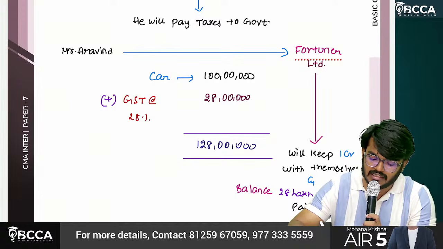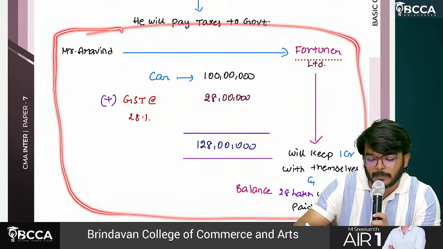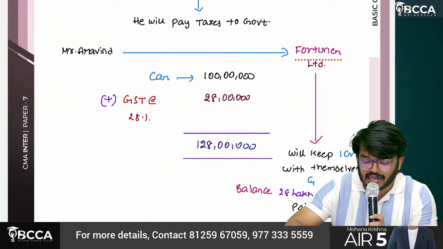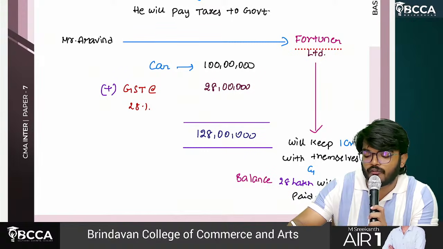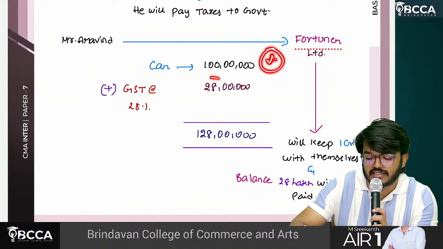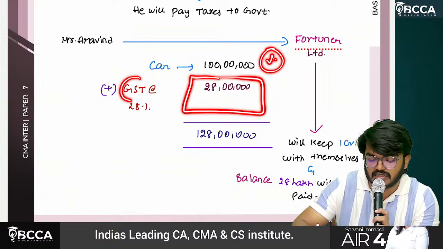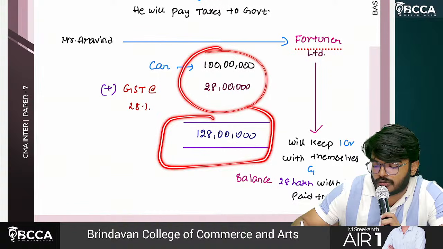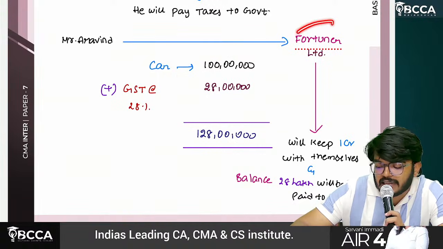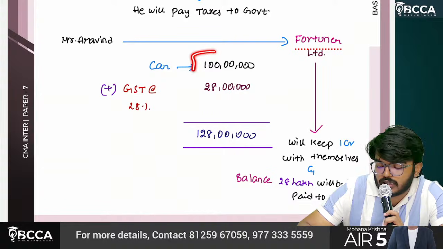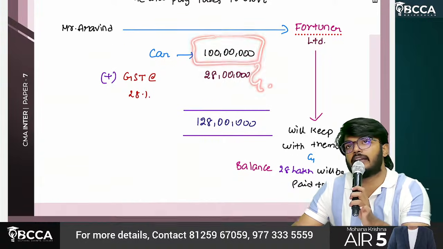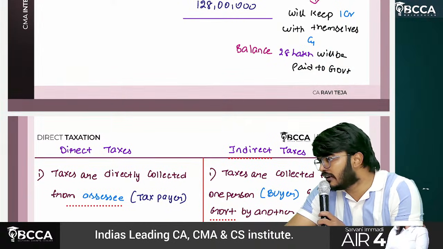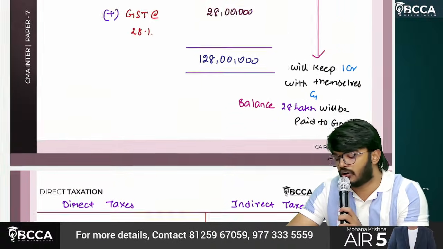But if you check the second example, who is actually purchasing? Tell me. Arvind is actually purchasing, and along with the car value, what is the amount he is paying? 28 lakhs, which is nothing but GST. How much amount is he paying in total? 1 crore 28 lakh. What will the seller do? The seller will keep only this 1 crore rupees, and the balance amount of 28 lakhs will be paid to the government. Okay, which means what?